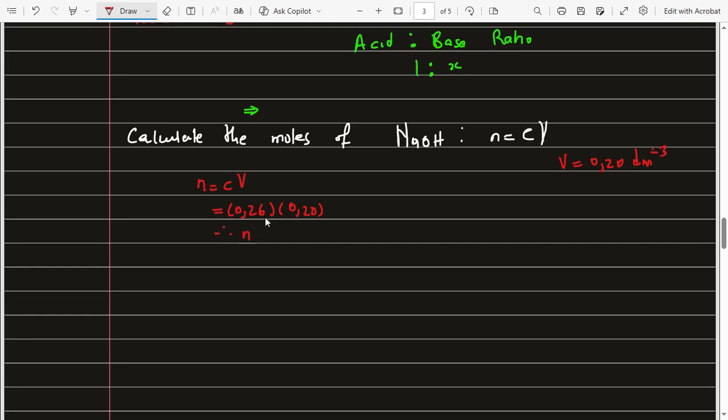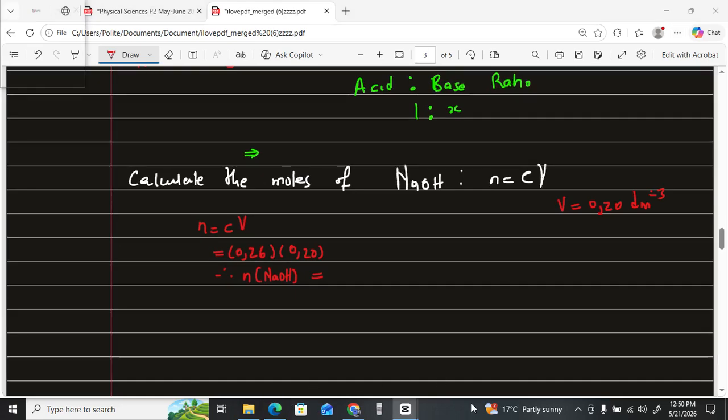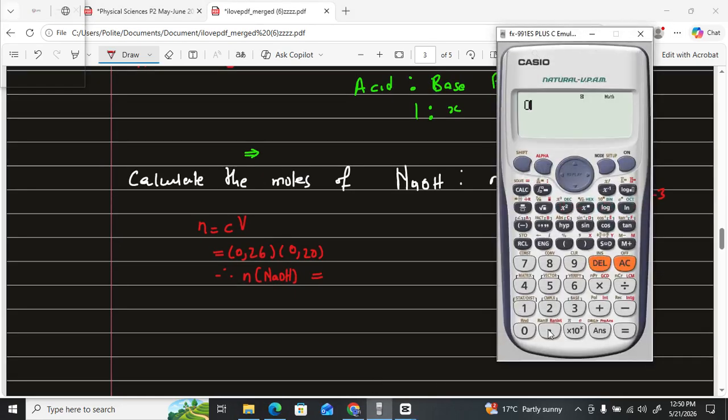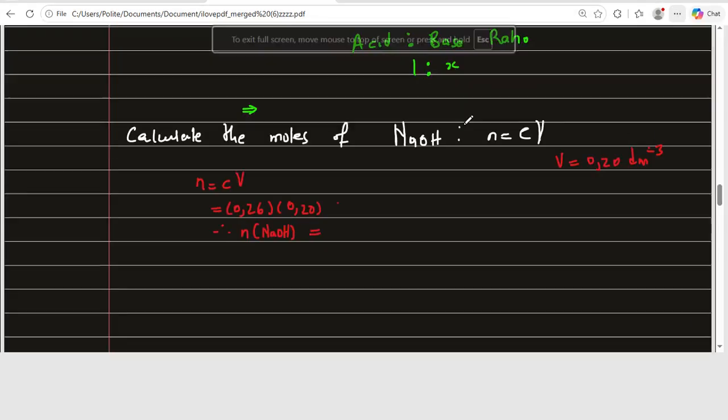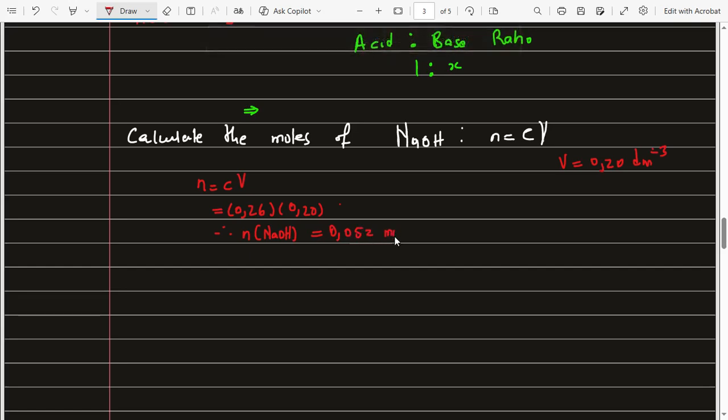Therefore, the number of moles of that sodium hydroxide, the number of moles of NaOH is equal to, we need to multiply the two numbers and see what we get. 0.26, we multiply by 0.20, this is equal to 0.052 mole. So the number of moles of sodium hydroxide is 0.052 mole. Okay, so this will be the moles of sodium hydroxide.